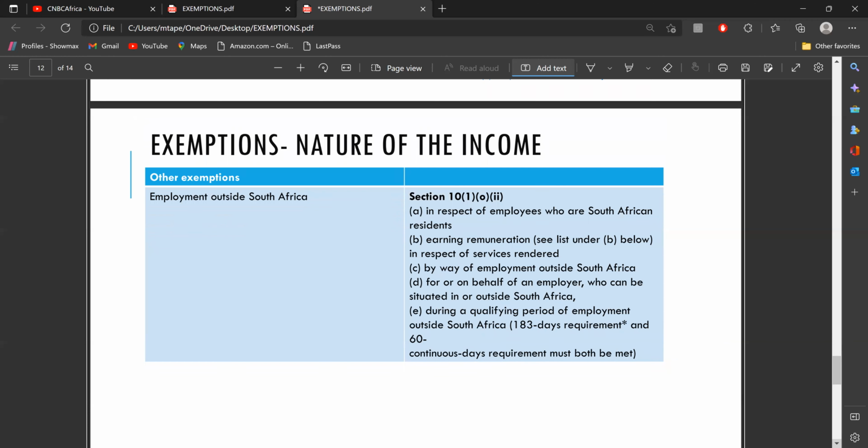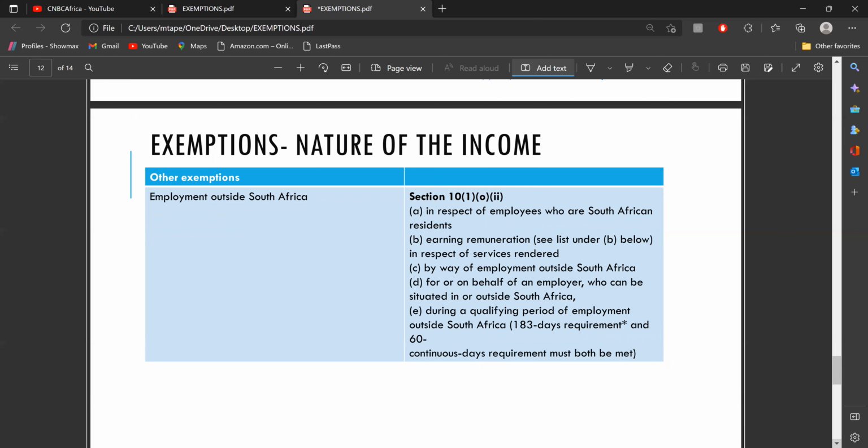Then there's employment outside South Africa. There are many other exemptions that I didn't include in this recording, because like I already mentioned, I'm just summarizing the exemptions that will pop up a lot in your questions. But obviously you have to know all of those exemptions. So please check them out in Section 10.